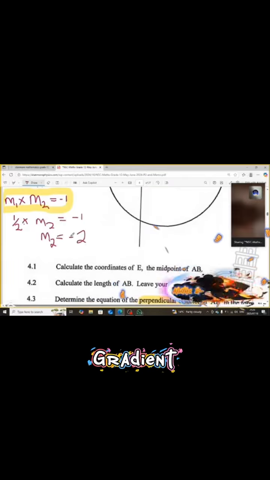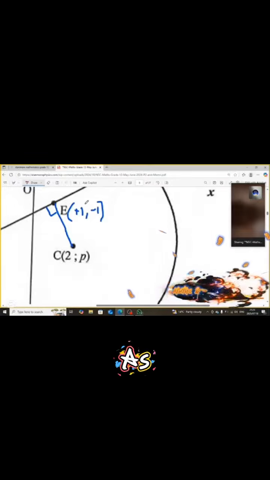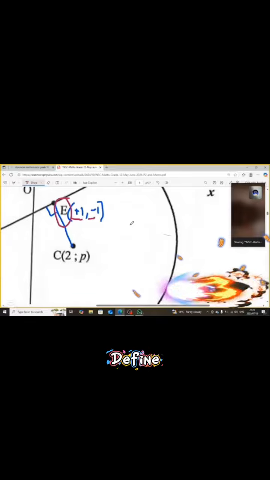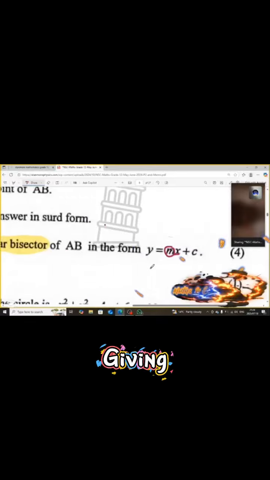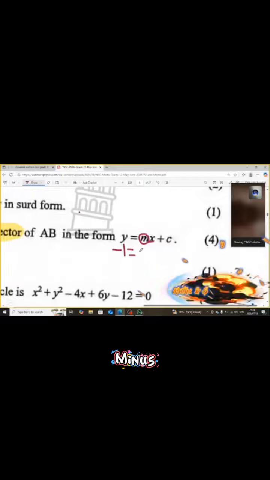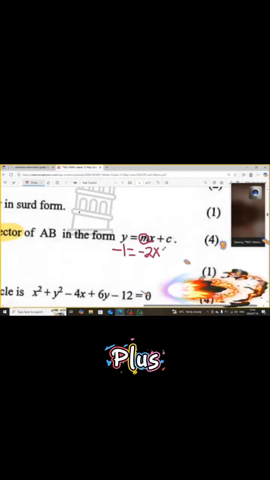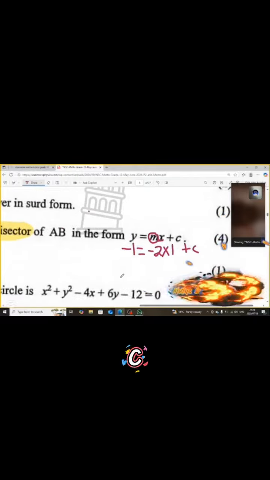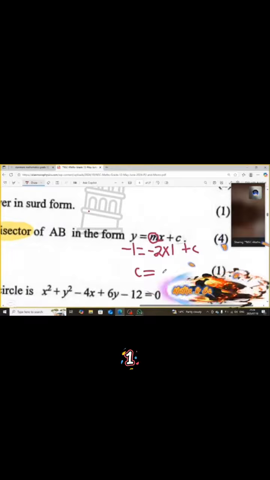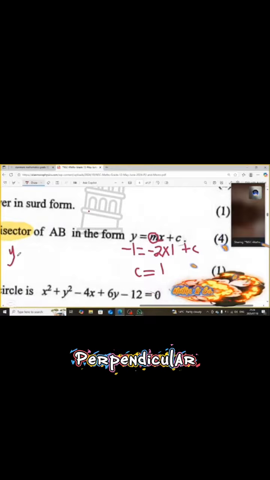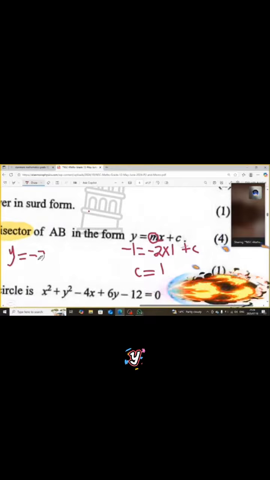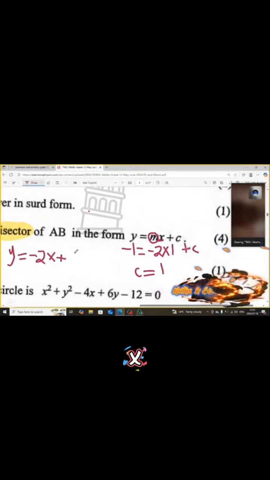Since we know the gradient of the perpendicular bisector is given as m2, we will then use the coordinates of E as (1, -1), lying on the line CE, to find the constant c. Giving us -1 = -2 times 1 + c. Therefore, c is equal to 1. Therefore, the equation of the perpendicular bisector is y = -2x + 1.